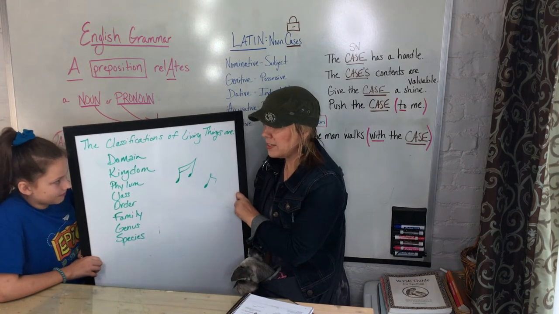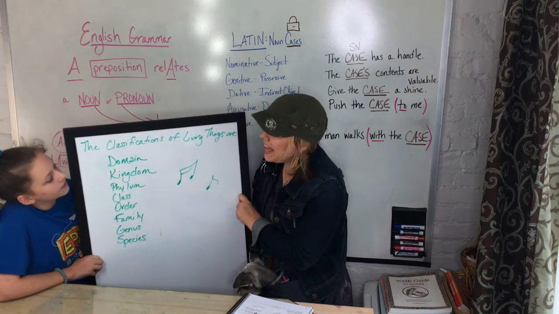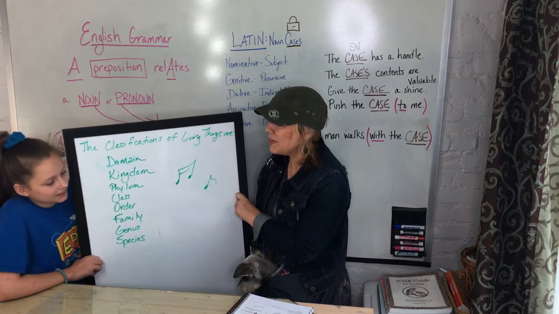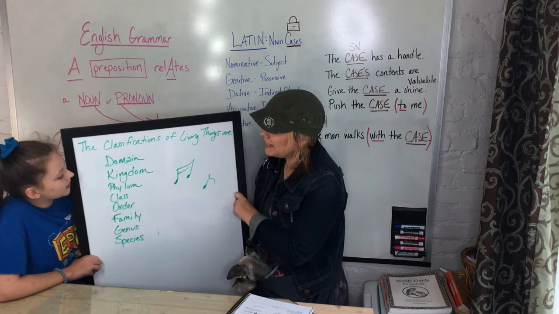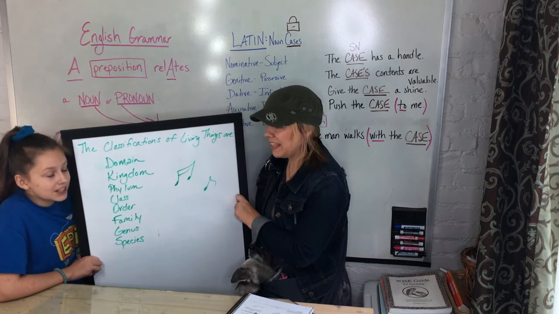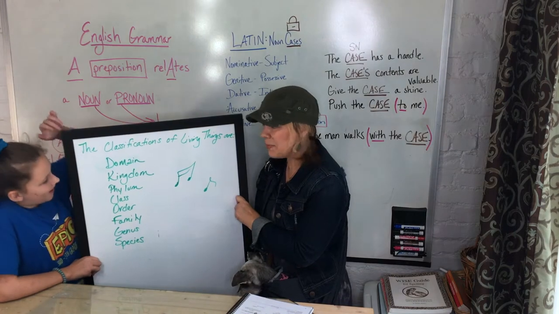One more time. Let's do a little higher. Domain. Kingdom, phylum, class, kingdom, order, phylum, class, kingdom, order. Family, genus, species, classifications of living things.